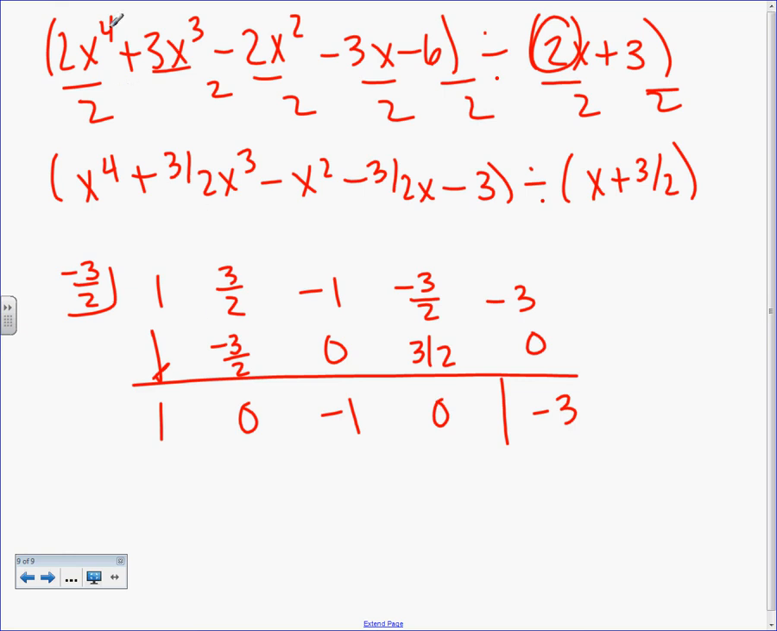So we write, this is x to the 4, right? So this is x to the 3rd, 0x squared, so I'm not going to write it, minus 1x, constant, minus 3 over what I divided by. I divided by x plus 3 over 2. I didn't divide by that. Remember, I changed it? Okay.